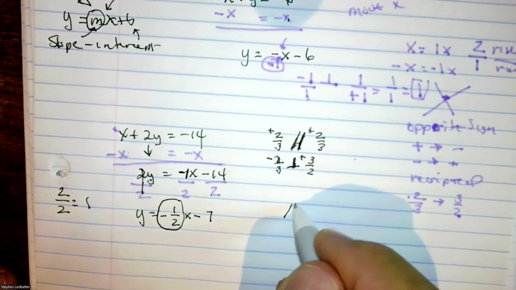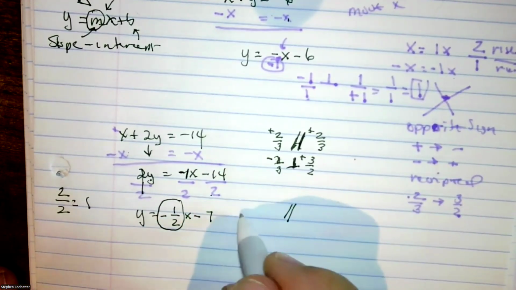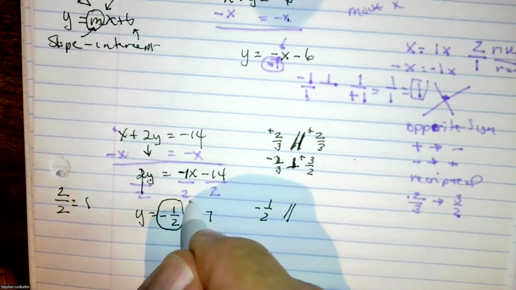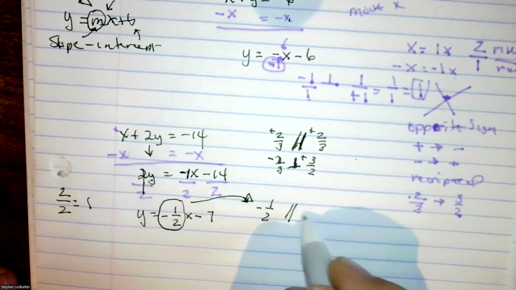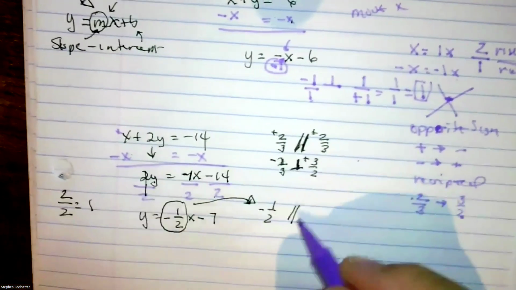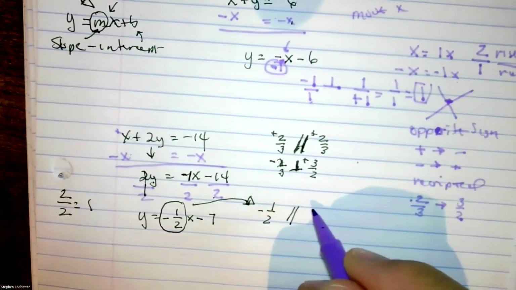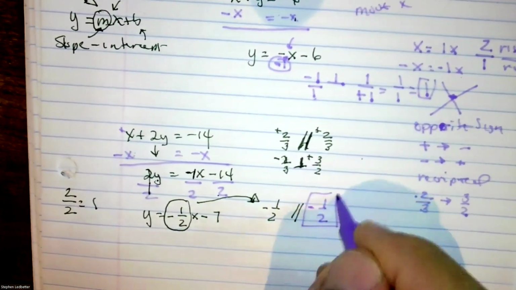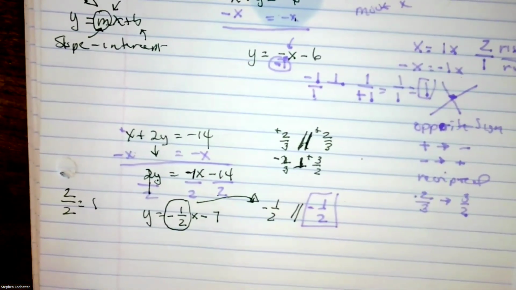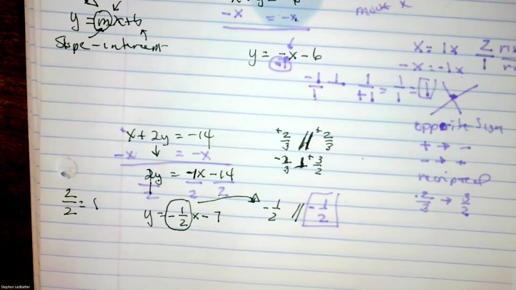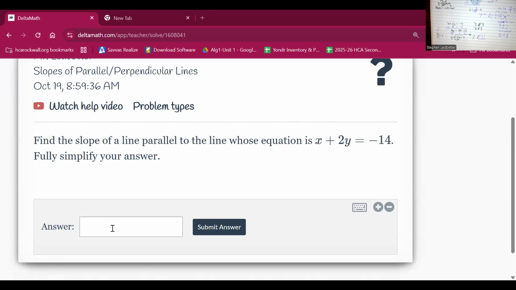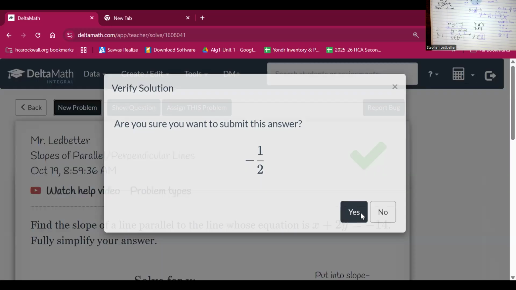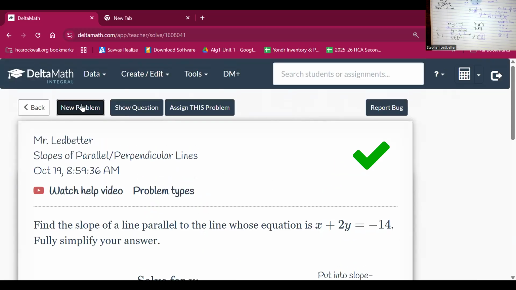Now, they want it parallel. The old slope is -1/2. That's this guy here, so this guy goes right here. They want to know what's the new slope. Since these two lines are parallel, these two slopes are going to be the same. So my slope is going to be -1/2. So let's go back and put -1 divided by 2, which is 1/2, and hit submit. And there you go.